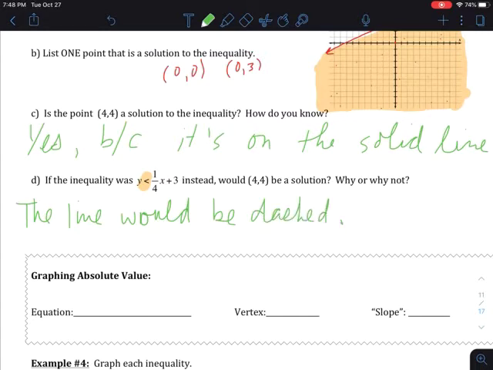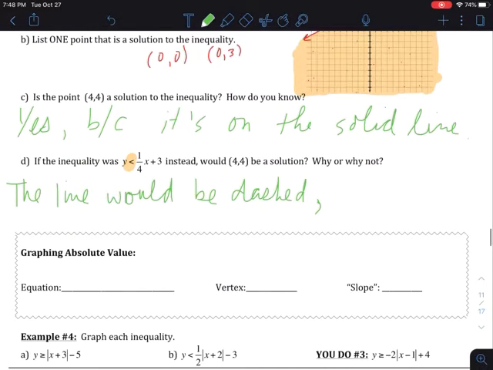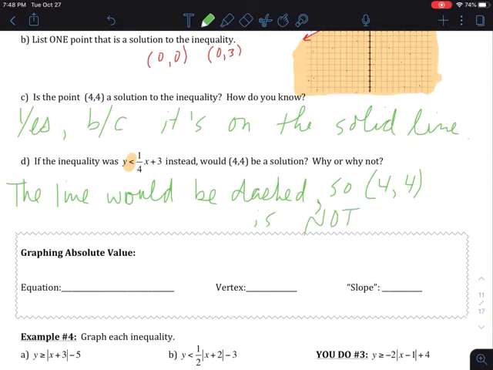The line would be dashed. So (4, 4) is not a solution. I apologize for my poor handwriting. It's tough with a stylus. All right, so the line would be dashed instead of solid. Therefore, (4, 4) would be on the dashed line, meaning it's not a solution.